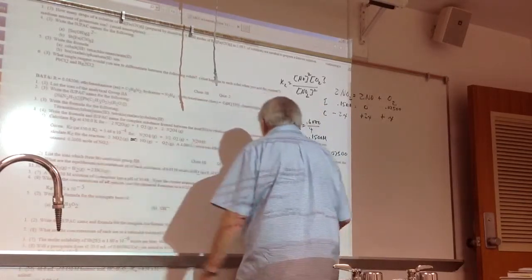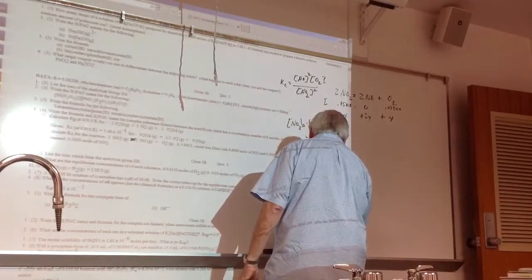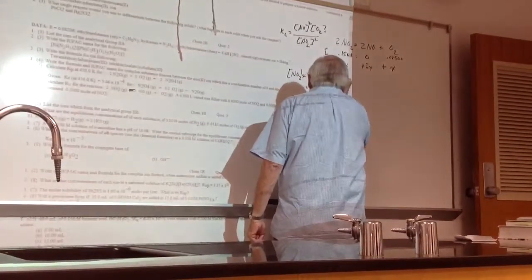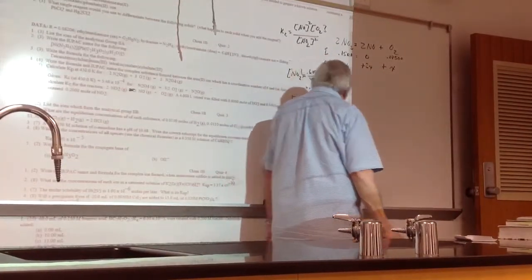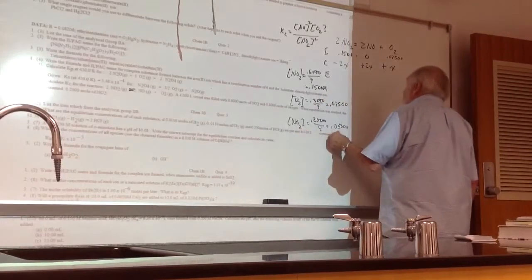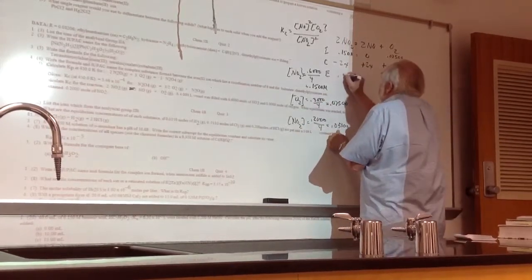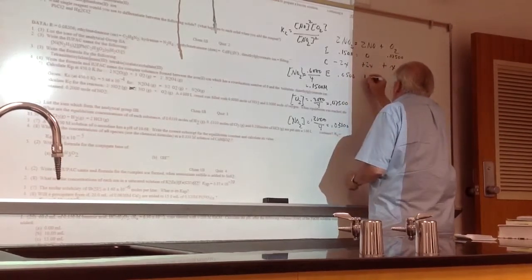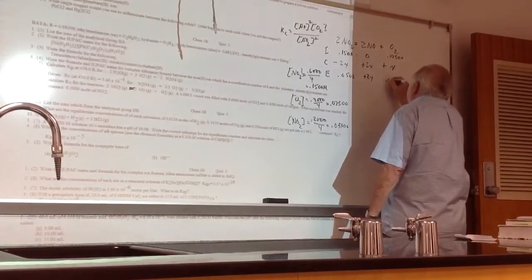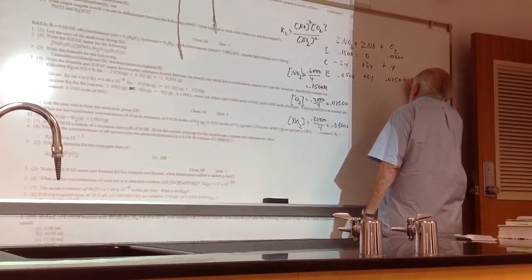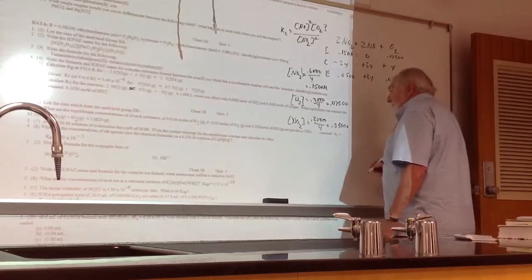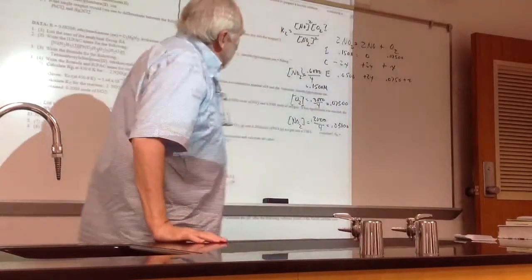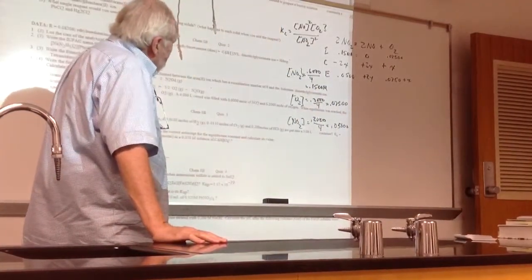It says 0.2 over 4. Here's my ICE table that we talked about the last time. It says NO2 is 0.05. This one is 0 plus 2x. I sort of shortened it up a little bit, because when you enter all those zeros in the calculator, it doesn't really matter. Okay, so there's my ICE table.